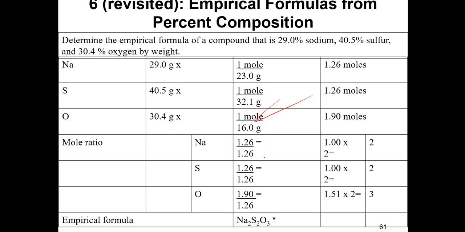Now it is possible to have fractions. So in this case, this has a fraction, and I made a big deal about how I try not to have fractions, but there are going to be exceptions. So in this case, if you have a perfect 1.5, then you really need to multiply everything by 2, so that way you have a nice whole number ratio. So again, if you ever end up with a non-whole number, such as 1.51, then you need to multiply your final answer by 2 for each of these.